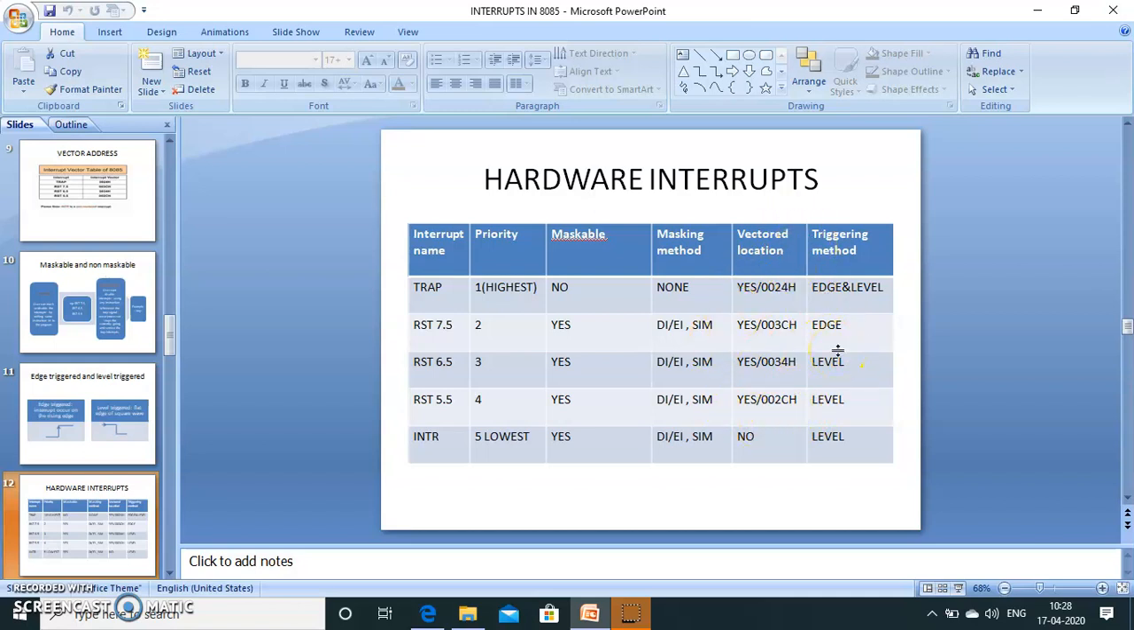And lastly, how the particular interrupt is triggered. The TRAP interrupt is both edge and level triggered, RST 7.5 is edge triggered, and the rest are all level triggered interrupts.